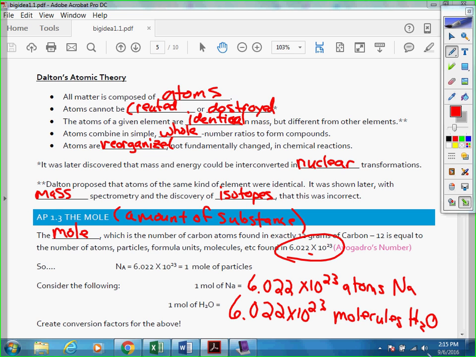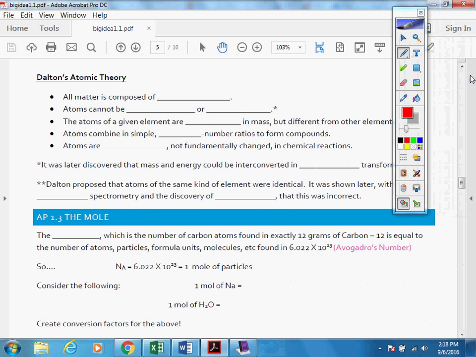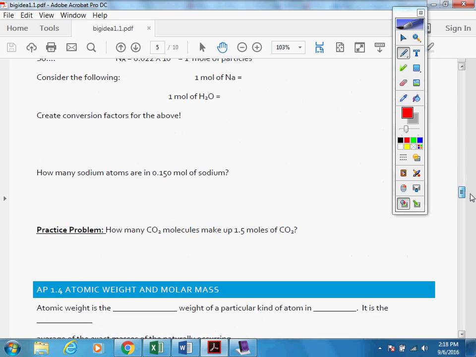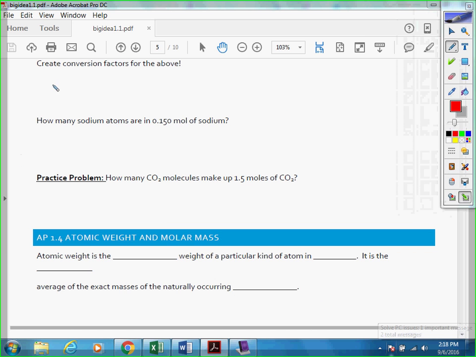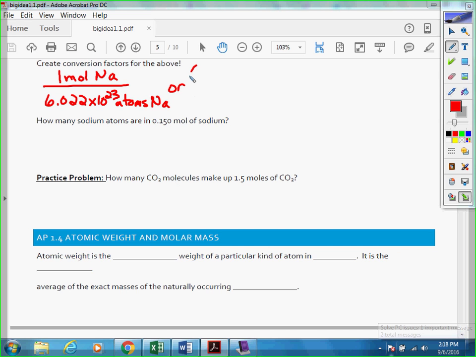That's very simple. All you need to do is, if you have an equal sign, here we go. 1 mole Na over 6.022 times 10 to the 23rd atoms Na. Or what else? Or flip it: 6.022 times 10 to the 23rd atoms Na over 1 mole Na.